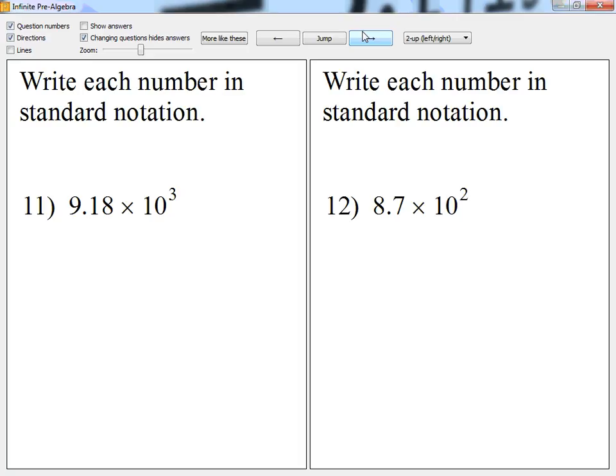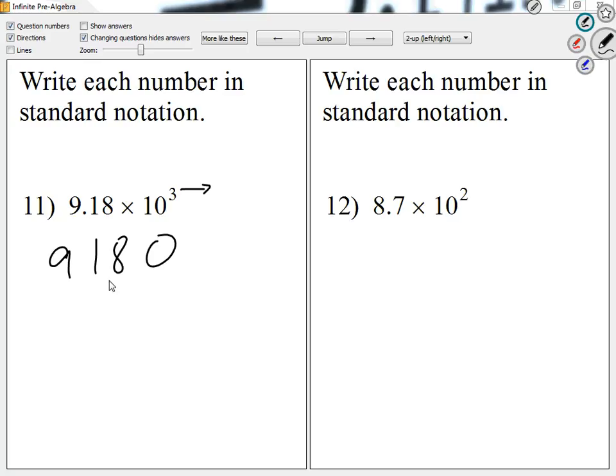Let's take a look at number 11. Let's write each number in standard notation. And standard notation, once again, is the way we always see it, the way we know the numbers. It's telling me to move the decimal 3 places to the right.